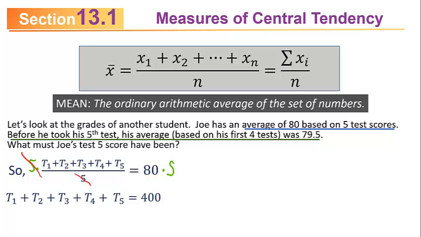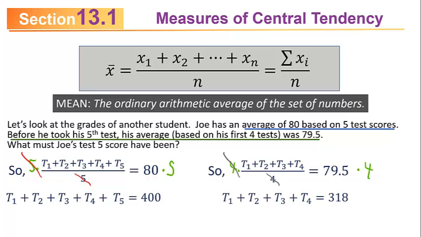We also know before he took his 5th test, his average on his first 4 tests was 79.5. We can play the same game. We know how to average. If we average his first 4 tests, it comes out to 79.5. So if you add up those first 4 tests and divide by 4, you set it equal to the average of 79.5. And again, if you want to clear the fractions by multiplying both sides by 4, you'll find out that the sum of the first 4 test scores must have been 318.